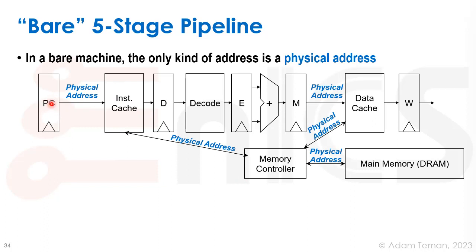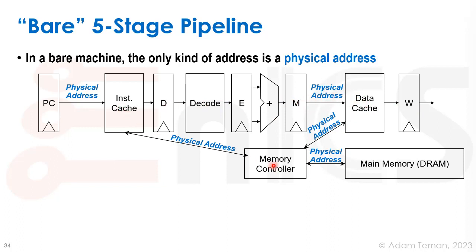So we have our program counter. Our program counter spits out a physical address, the real address of where something is stored in the world. It goes into the instruction cache, then over to the decode stage, execute stage, memory stage, which goes to the data cache, and back to write back. So that's kind of our bare 5-stage pipeline that we saw. And here as well, the execute stage goes to memory using a physical address.